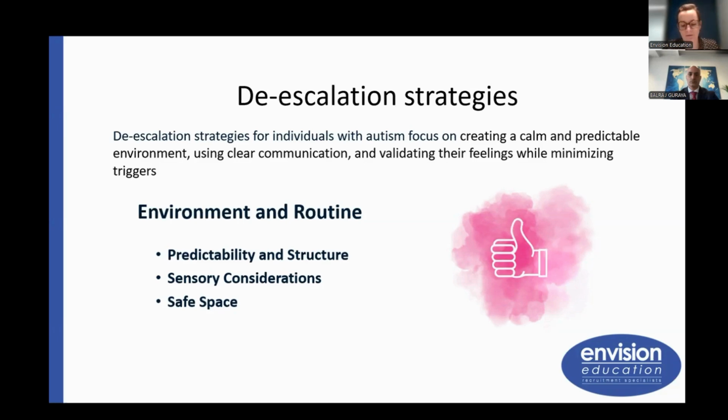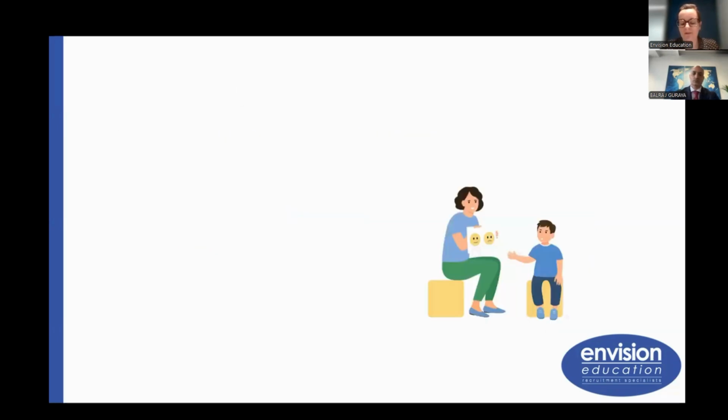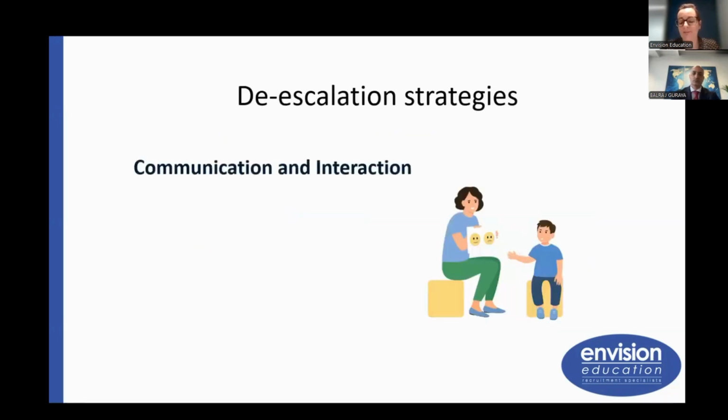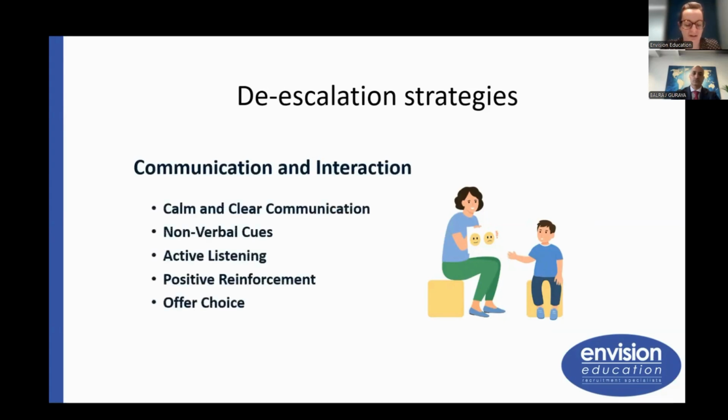Right, so moving on to the next slide here, communication and interaction. So here we want to ensure that we are calm and clear with our communication, speaking slowly, using simple language, and maintaining a calm tone of voice. It can be difficult to do that, but it's really something to remember because it really makes a difference. Non-verbal cues are really important as well.